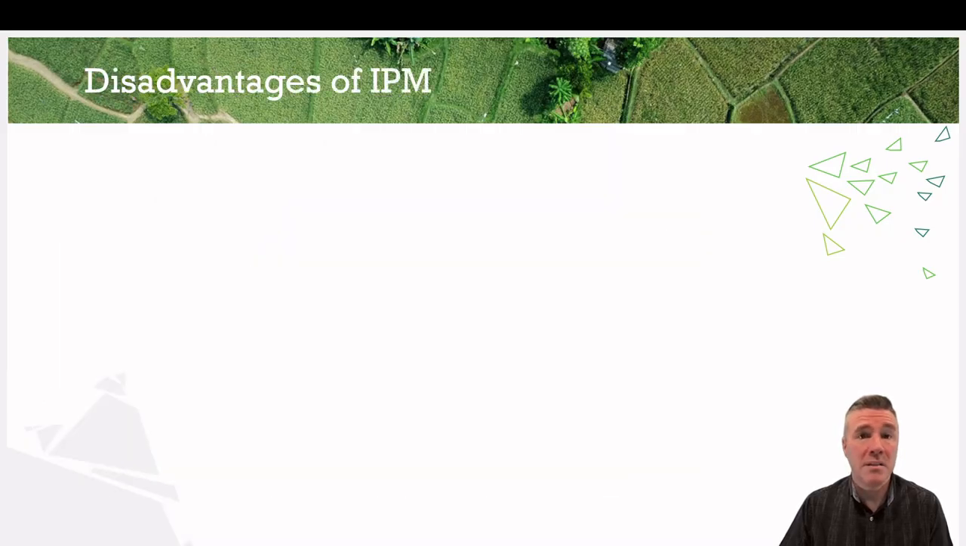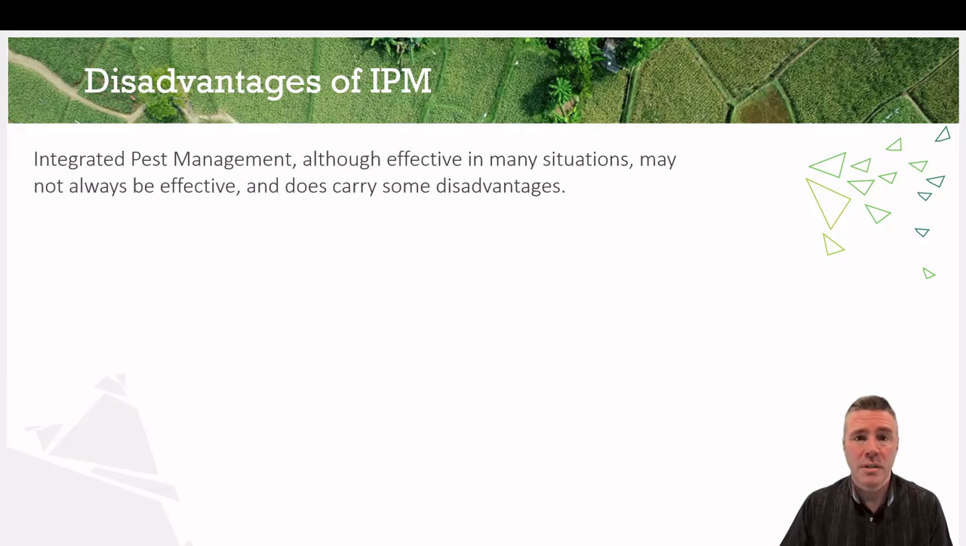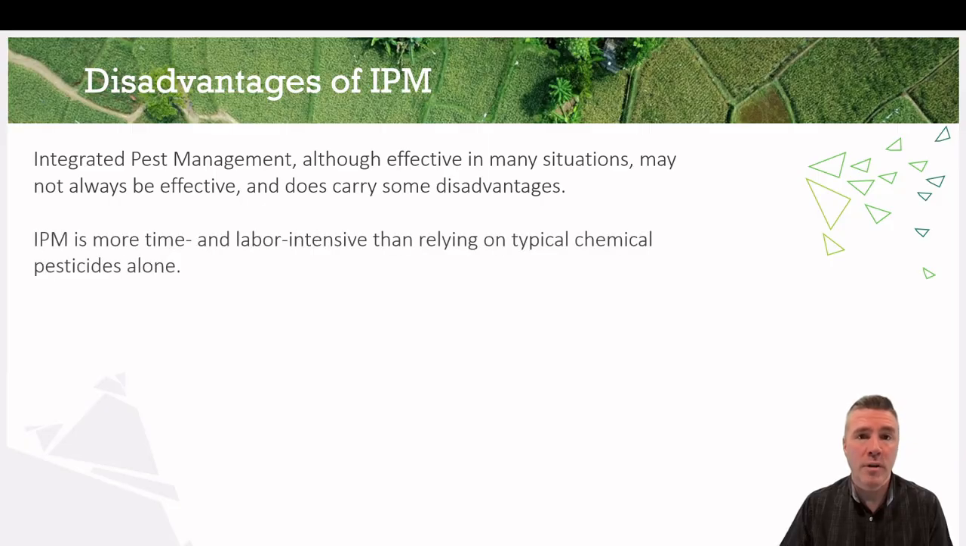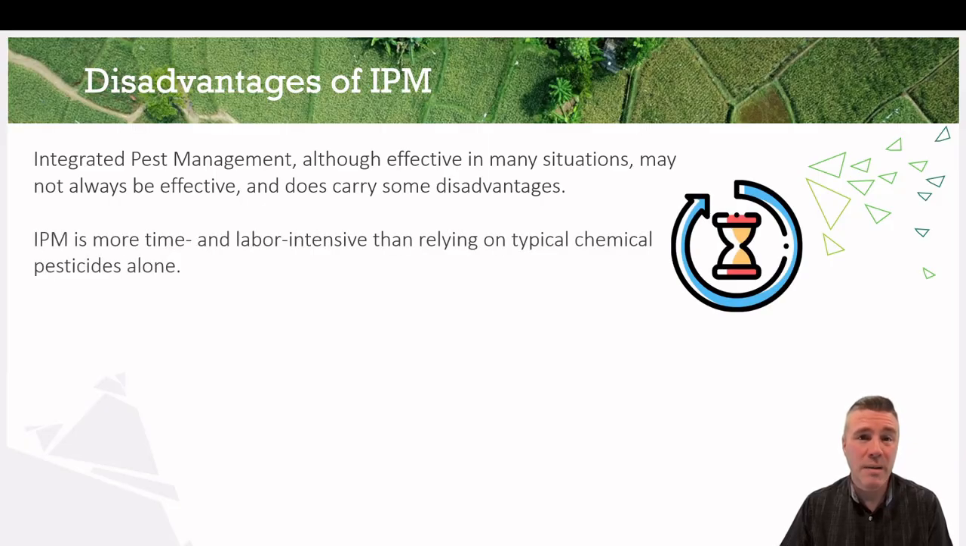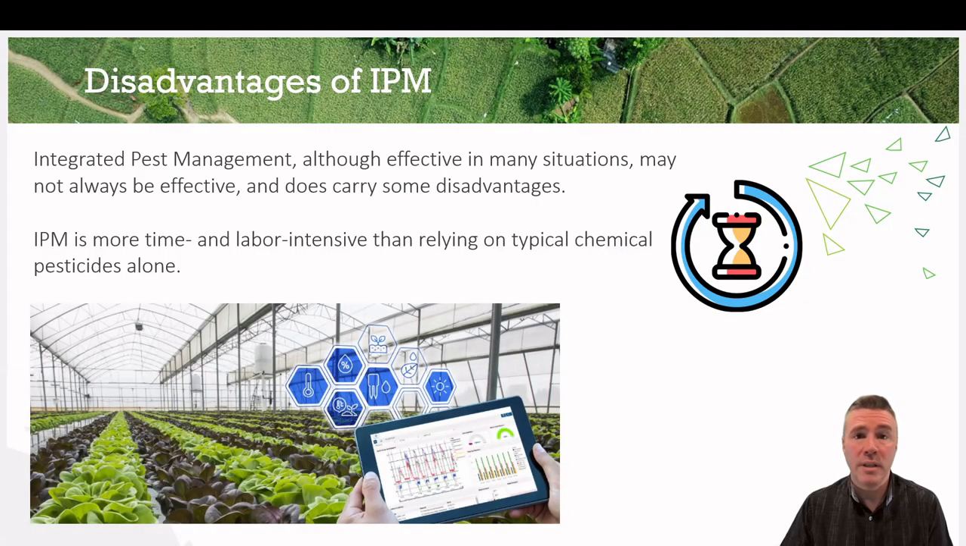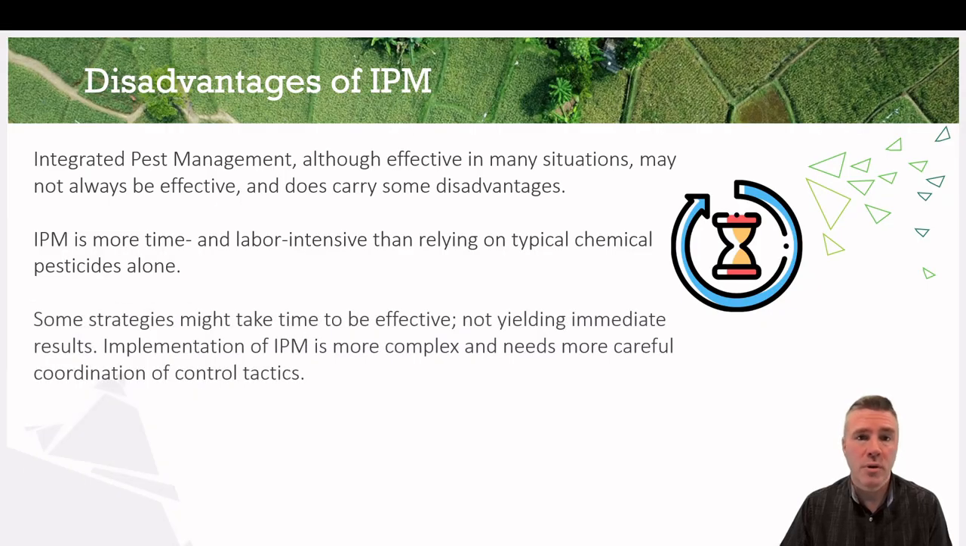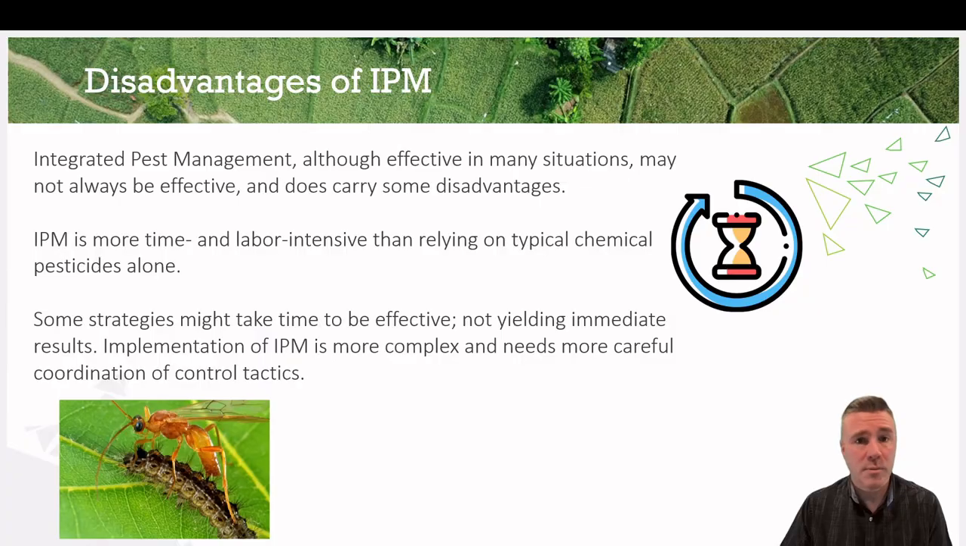Even though IPM is highly effective and environmentally beneficial, it does come with challenges. Implementing IPM often requires more time, knowledge, and labor than simply applying routine chemicals. Farmers may need to conduct frequent monitoring, such as scouting their fields for pest counts or setting threshold-based action plans. Some IPM strategies take longer to show results. For example, releasing parasitoid wasps to control caterpillars may take weeks to significantly reduce populations.